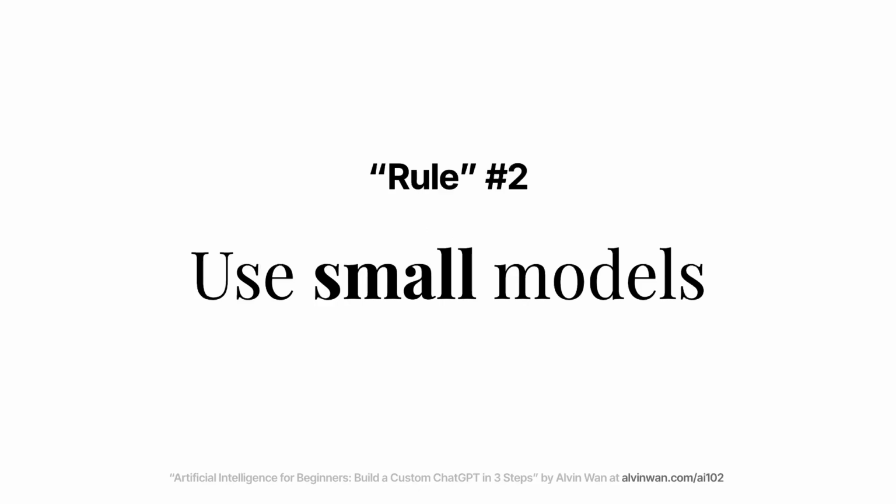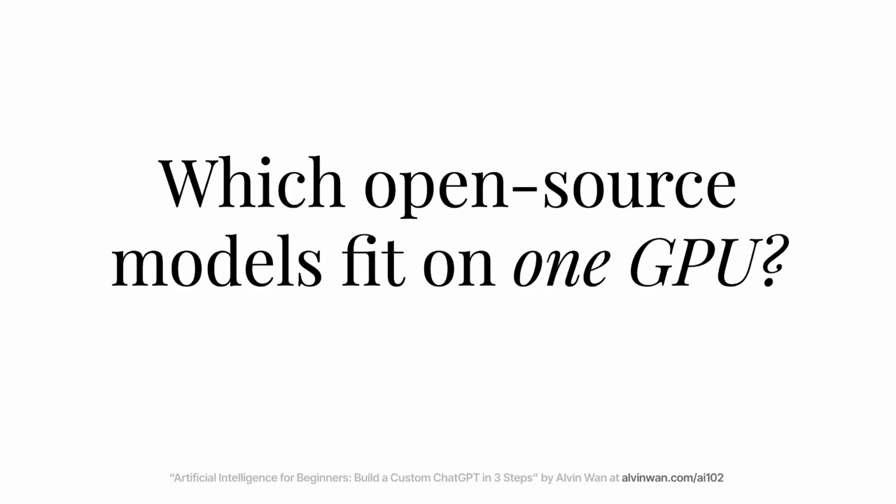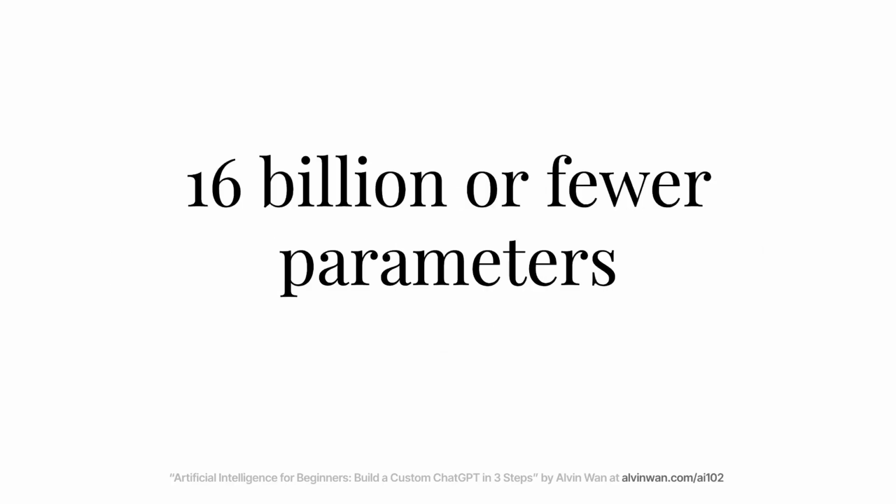We previously said to use small models, but let's be more precise about what small means. By small, I mean single GPU models, which is way simpler than multi-GPU and especially multi-node for inference. Now that we've narrowed down to single GPU open source models, which open source models fit on a single GPU? Well, that depends on 2 factors, the RAM your GPU has and the precision of your model. I'll put the full explanation on the course website, but for now, we'll say that LLMs with 16 billion or fewer parameters can fit on a single GPU. Let's use this to find an open source model to use.